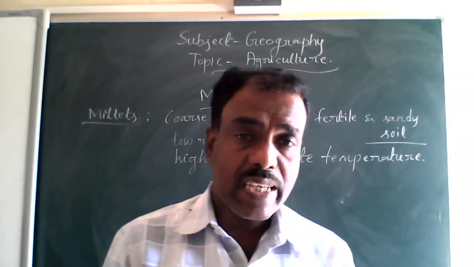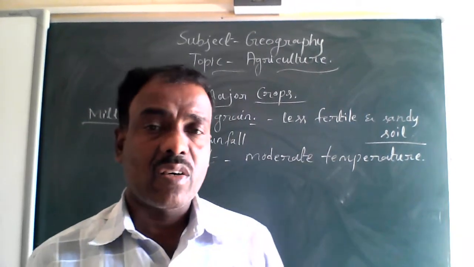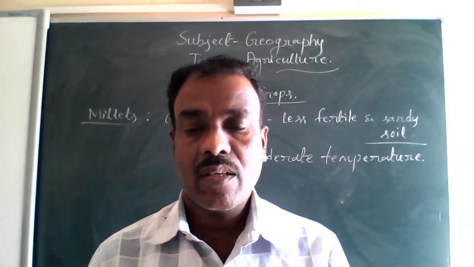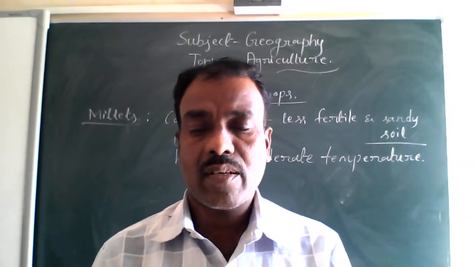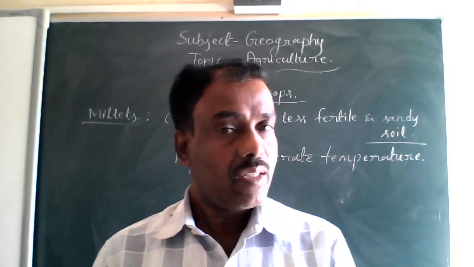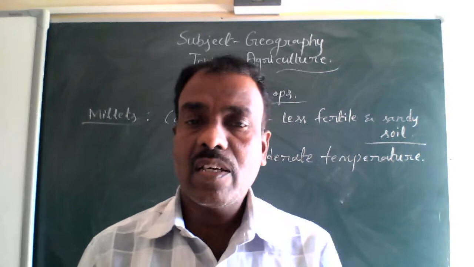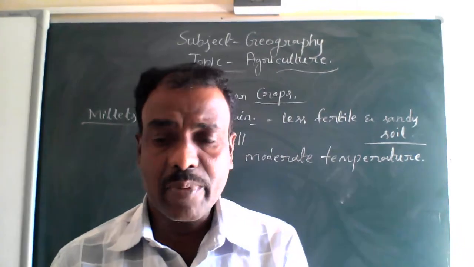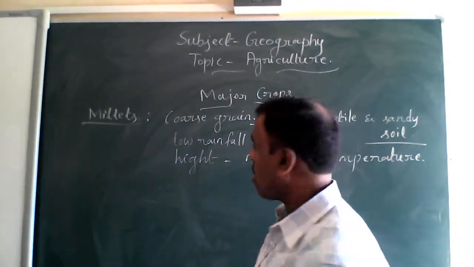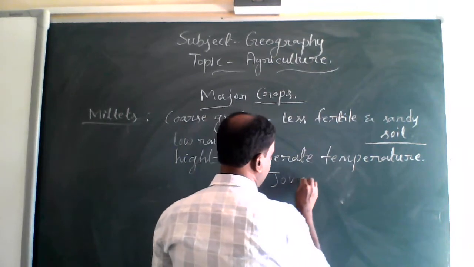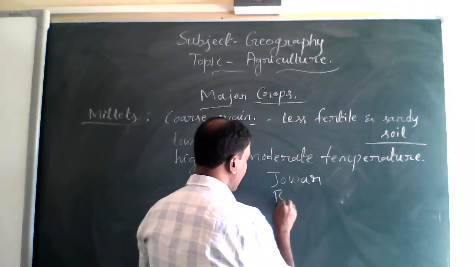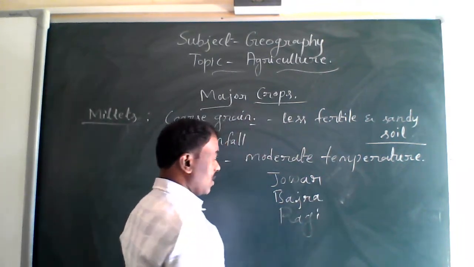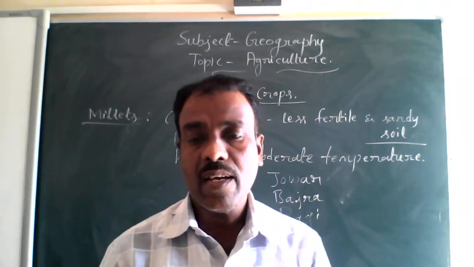So, can anybody guess which crops are called millets or coarse grains? Can anybody try to mention some of these coarse grains, especially those called ಸಿರಿಧಾನ್ಯಗಳು ಅಂತ ಕರೀತಾರೆ. Anybody can guess? So Jowar. These are some of the examples: Jowar, Bajra, and Ragi. There are so many. These are some of the examples.